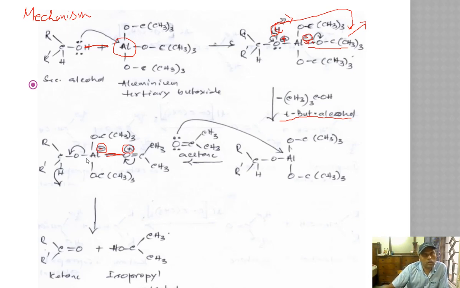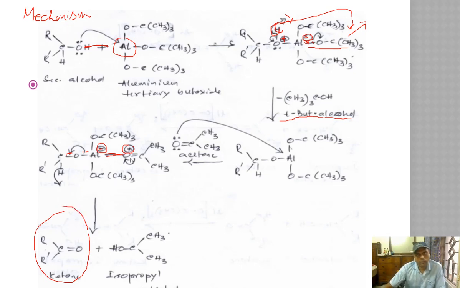Now because this is negatively charged here, the electrons from the bond between oxygen and aluminum are going to shift to the other side. The two electrons are going to shift to this side, and it's going to form a bond here, and from that this keto group will form.